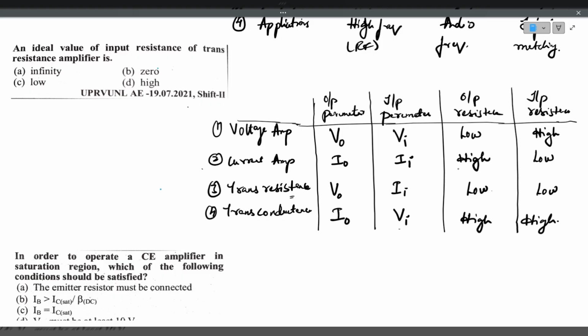So anything can be asked in the examination. Here he is asking the ideal value of input resistance of trans resistance amplifier. Input resistance of trans resistance is low. Ideally it is 0. Answer is option B.